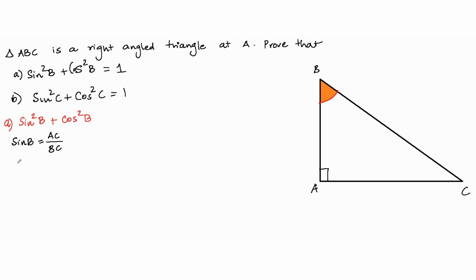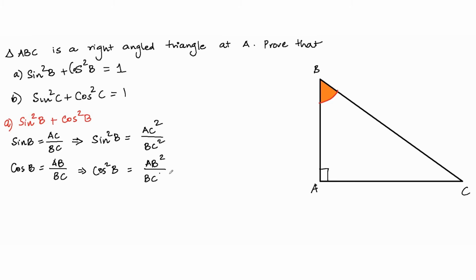And similarly, we need to find the value of cos B. So cos B is the adjacent side. So the adjacent side with respect to angle B is AB divided by the hypotenuse again, which is BC. Now I am supposed to find sine square B. So sine square B can be easily found out as AC square divided by BC square. And cos square B also can be found out as AB square divided by BC square.